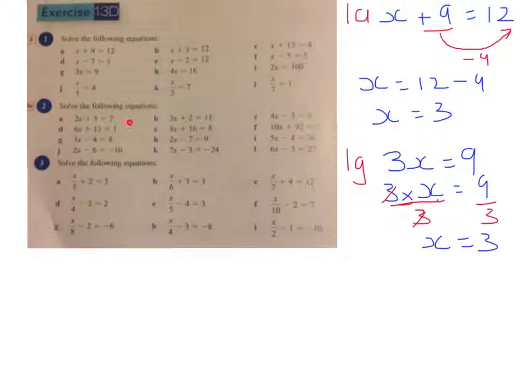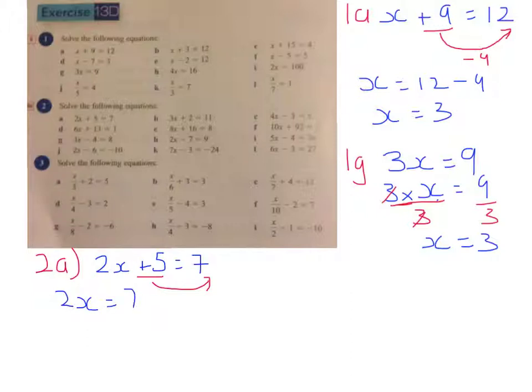Now if I jump down to 2a, it looks a little bit trickier. I'm going to write it out, so it's 2x plus 5 equals 7. So now we've got to do this step first. We take that over to that side, so we end up with 2x equals 7. It's a plus 5, so when we take it over this side it becomes a negative 5. It goes the opposite when we take it over the other side. So it becomes 7, take 5, and we end up with 2x equals 2.